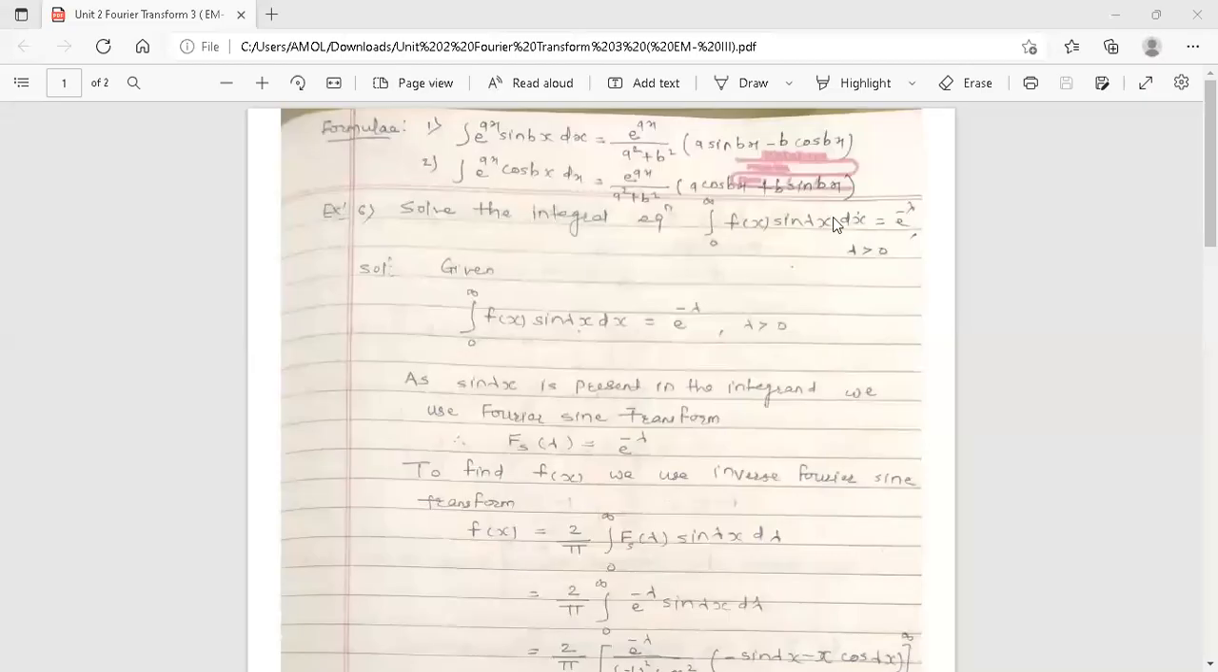Hello dear students, this is your engineering mathematics 3 lecture. Today's topic is integral equation. This topic is from second unit, Fourier second unit, and in second unit the topic is Fourier transform.